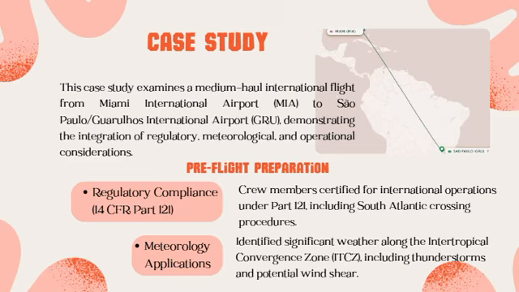Then meteorology applications. Meteorological data was critical to planning this route. METARs and TAFs provided real-time and forecasted weather for MIA, GRU, and alternates Galeao and Confins, the ones that we selected. The Intertropical Convergence Zone, ITCZ, presented potential challenges with thunderstorms and wind shear. Jet stream analysis suggested minor tailwinds that could reduce fuel consumption. This information shaped route decisions and contingency planning. With this, we can identify risks and opportunities, influencing route and fuel planning.